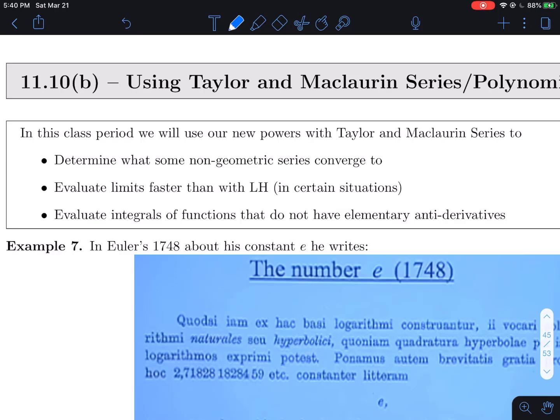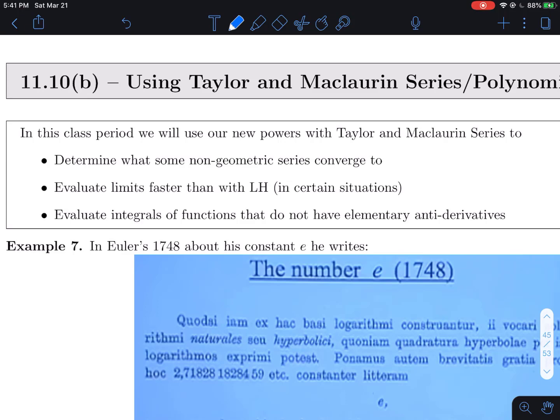have elementary antiderivatives. At the beginning of chapter 11, I told you this is one of the main uses: when Newton calculated integrals, he would turn things into infinite polynomials, and those are really easy to integrate. Polynomials are easy to integrate, so he didn't have to deal with things like integration by parts or partial fractions. He would just turn things into infinite polynomials, aka power series. So that's what we're going to be doing here.